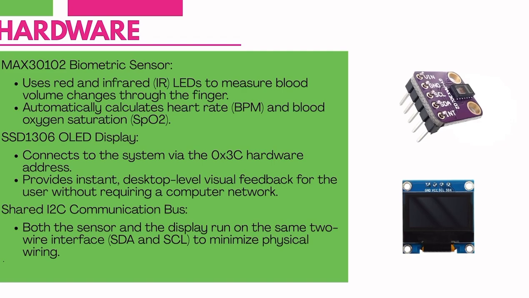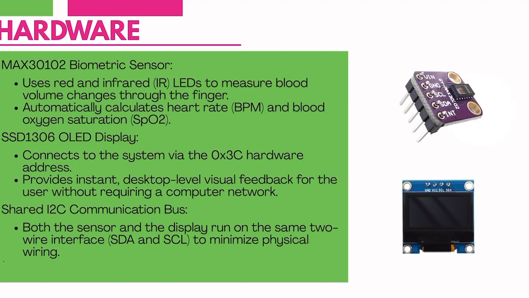Hardware. We use the MAX30102 biometric sensor, which uses red and infrared IR LEDs to measure blood volume change through the finger, and automatically calculates heart rate, beats per minute, and blood oxygen saturation, SpO2. The SSD1306 OLED display connects to the system via the 0x3C hardware address, providing instant visual feedback for the user without requiring a computer network.